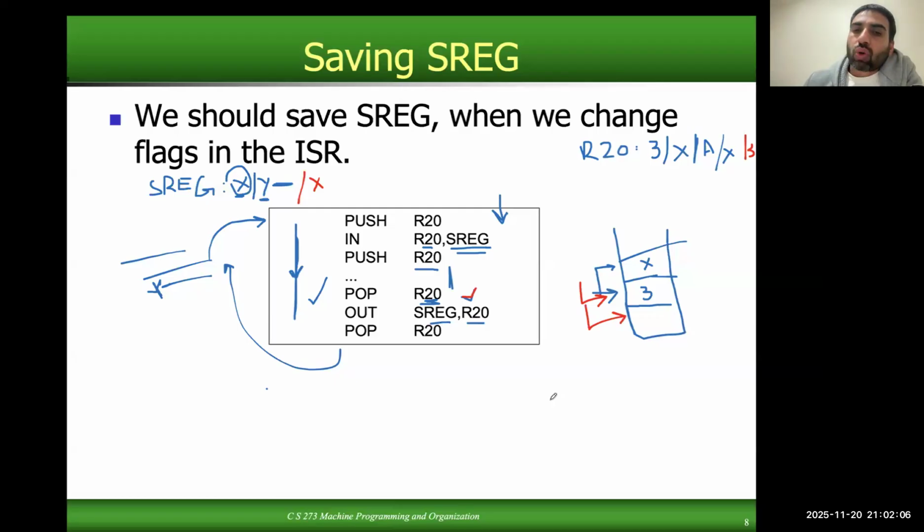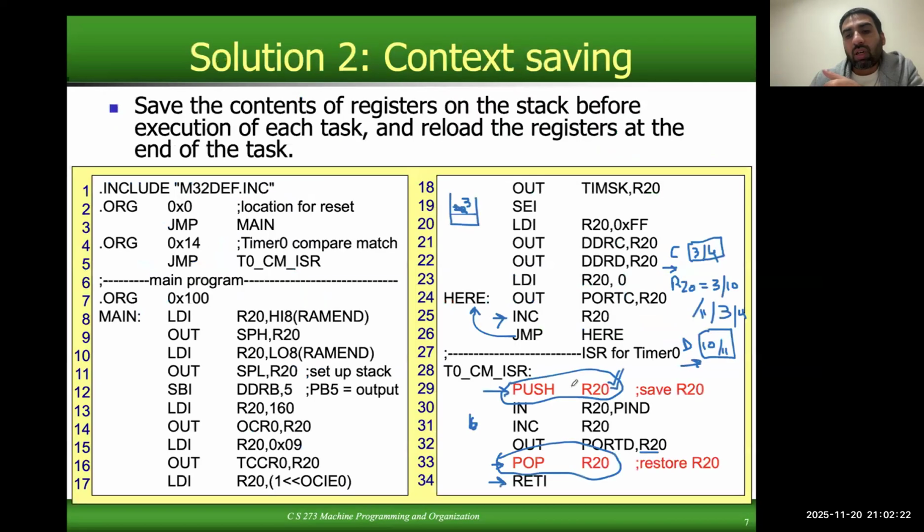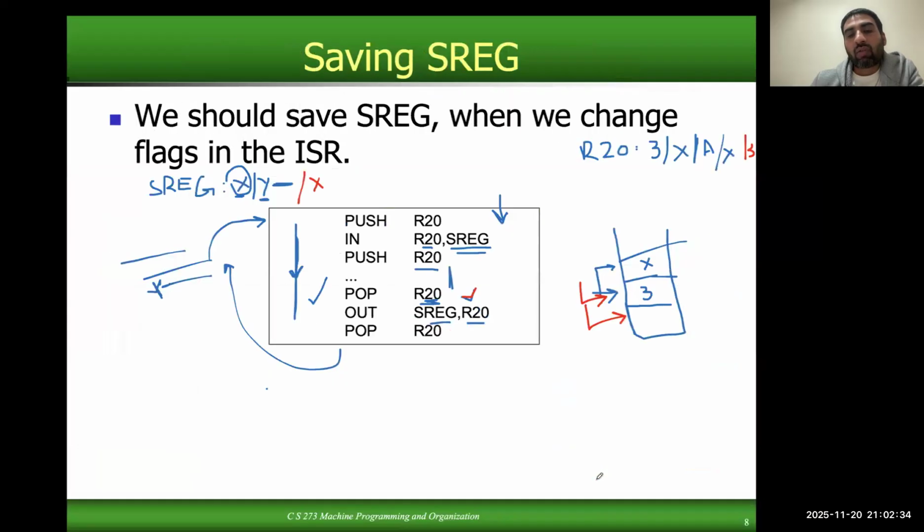So the thing we have learned here is that if there is a register which is used by the main program and is also overwritten by the ISR, it is our job to make sure that we push that register on the stack when we enter the ISR, and pop that register from the stack before leaving the ISR. The other thing is that we also need to be careful about the S register, the status register. We need to push it on the stack while entering the ISR, and pop it from the stack while leaving the ISR.